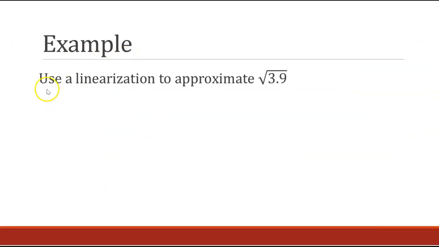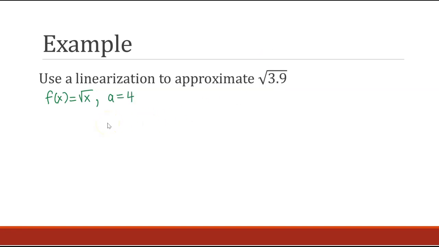Let's look at another example. Use a linearization to approximate the square root of 3.9. So again, linearization is finding a tangent line approximation or a linear approximation. So we need to find a tangent line. But to what function? Well, the function that we're really dealing with here is f of x equals the square root of x. And we also need a point of tangency. So the point of tangency needs to be a value that we can actually substitute into the square root of x that's close to 3.9. Well, that value, of course, is going to be 4. So our a value is going to be 4.